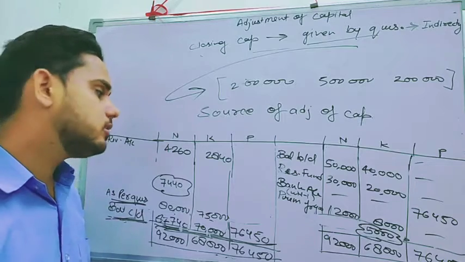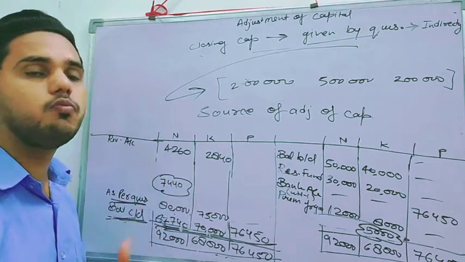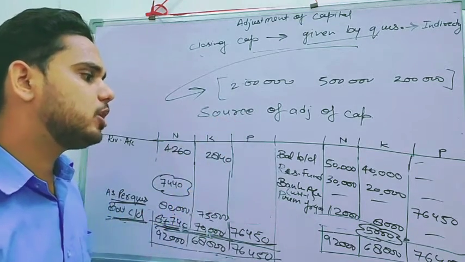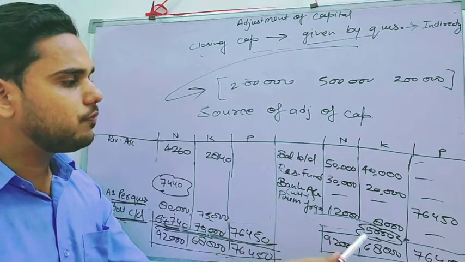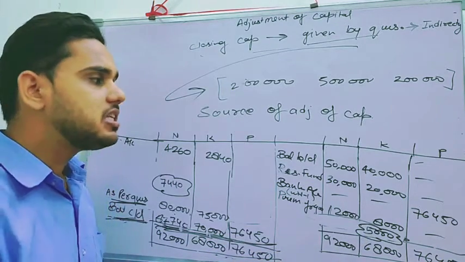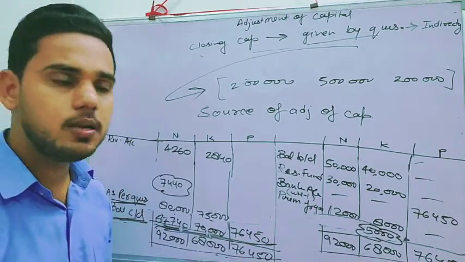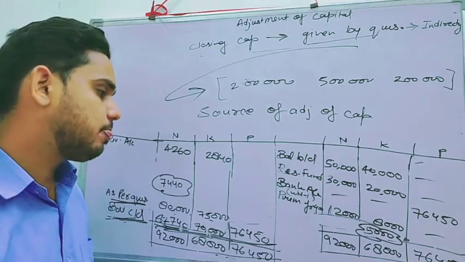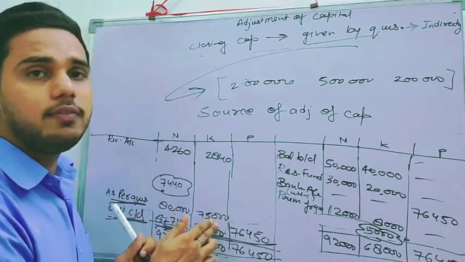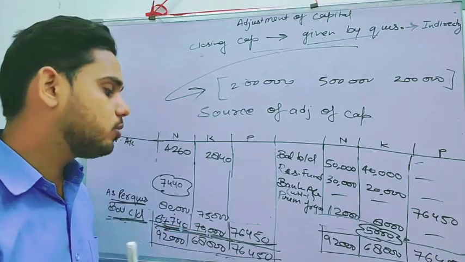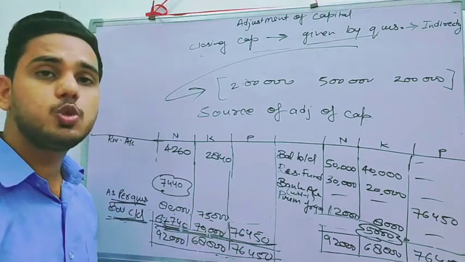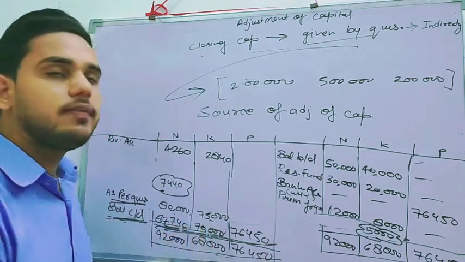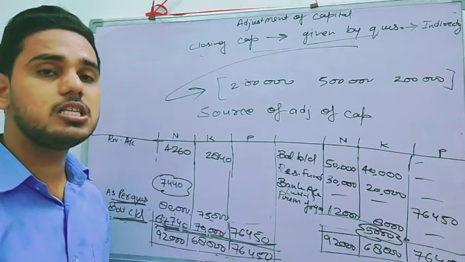So the point here is, sir, what will we write for this amount, and how are we going to adjust this? That is known as source of adjustment of capital. If you are getting a 5,000 difference on this side, it means K needs to bring 5,000 more in order to make his capital 75,000. If we are writing 75,000 but the balancing figure was 70,000, then K needs to bring 5,000 more to make his capital 75,000. That's why we have written the difference as 5,000.